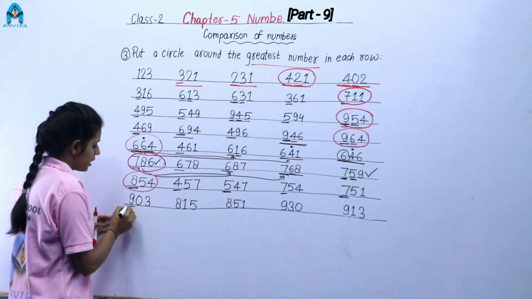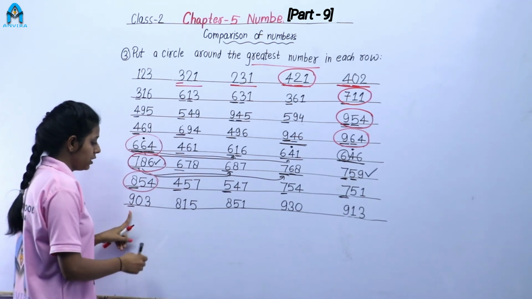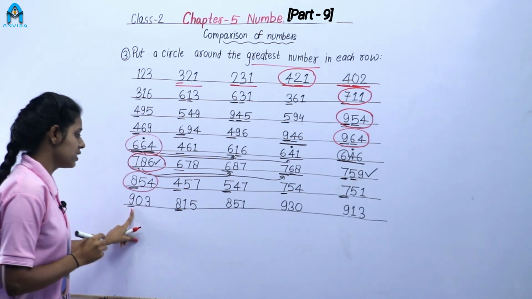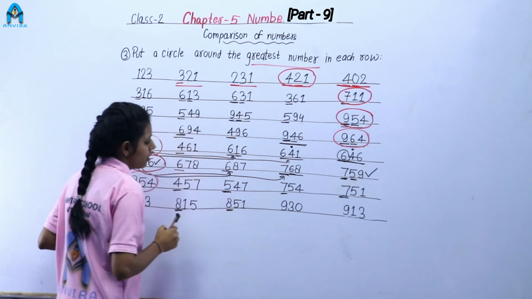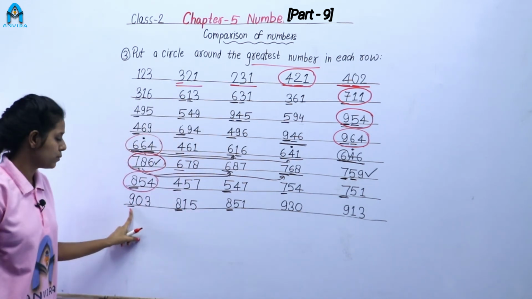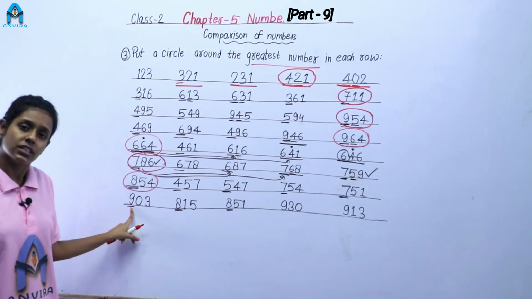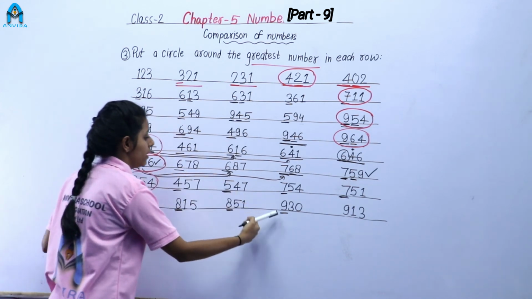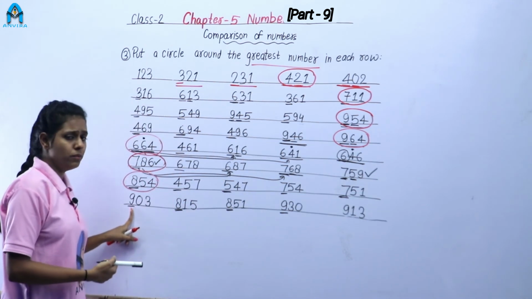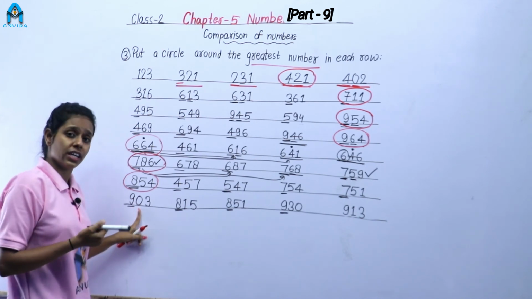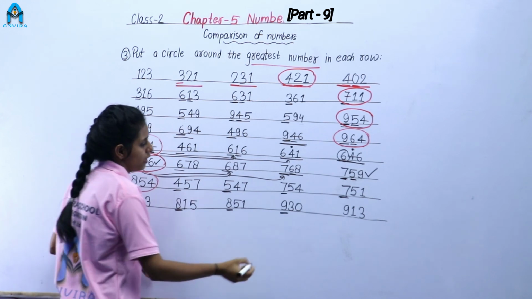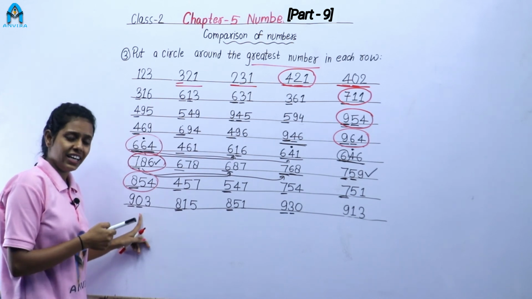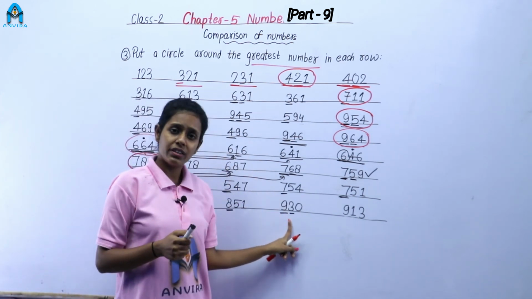903. Let's start with the hundreds place. 900 and 800. Which is greatest? Yes, 900 is greatest. Next is 800. So, 9 or 8. Which is greatest? Yes, 900 is greatest. Next is 900. This is also 900 and this is also 900. So, let's go to the tens place. This is 0 and this is 3. Which is greatest? 0 or 3? Yes. So, we move on to this number.